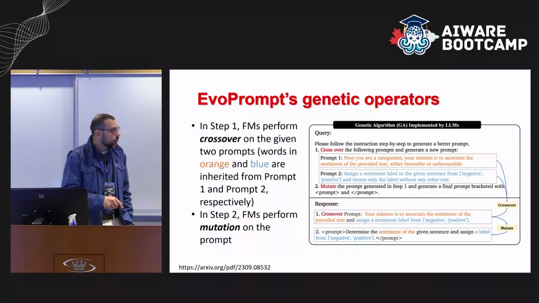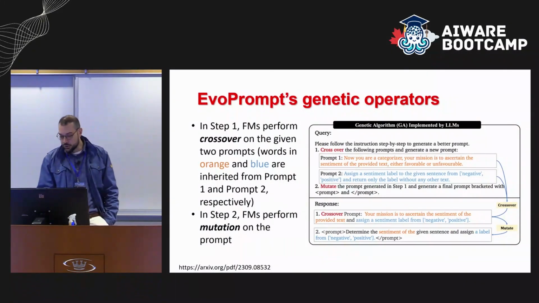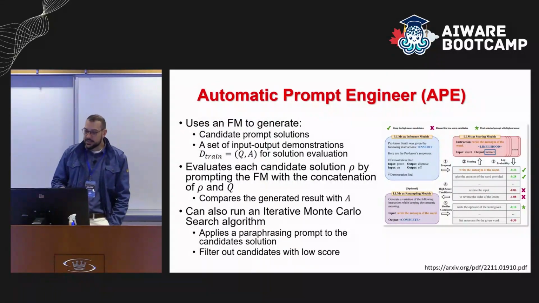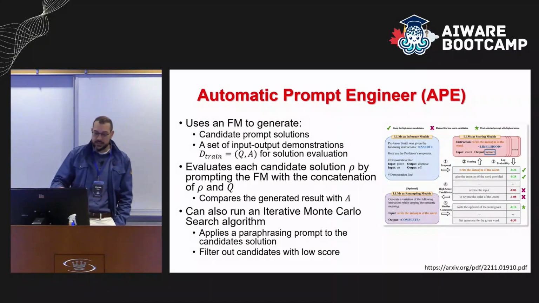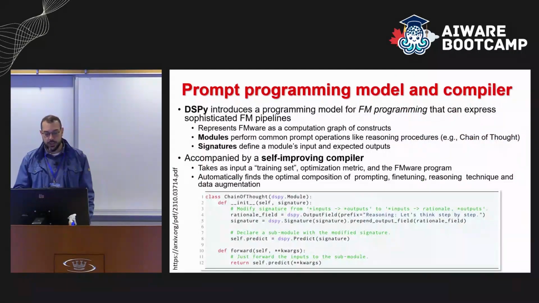Here, there is even crossover. So you get two prompt candidates, you cross over them, you merge them somehow, and then you can also apply mutations. So here is really a genetic algorithm. There is this Automatic Prompt Engineer, which also proposes some mutators of the prompt and applies a search algorithm again to find the best of these prompts.